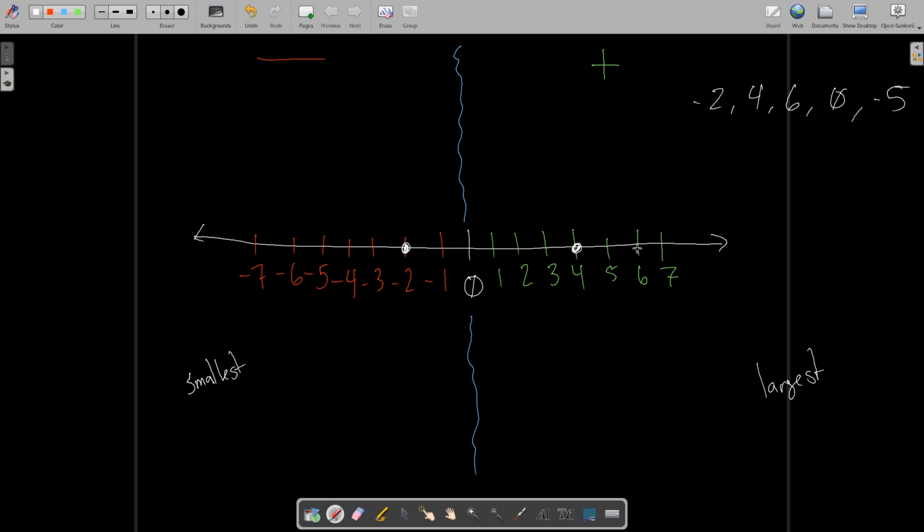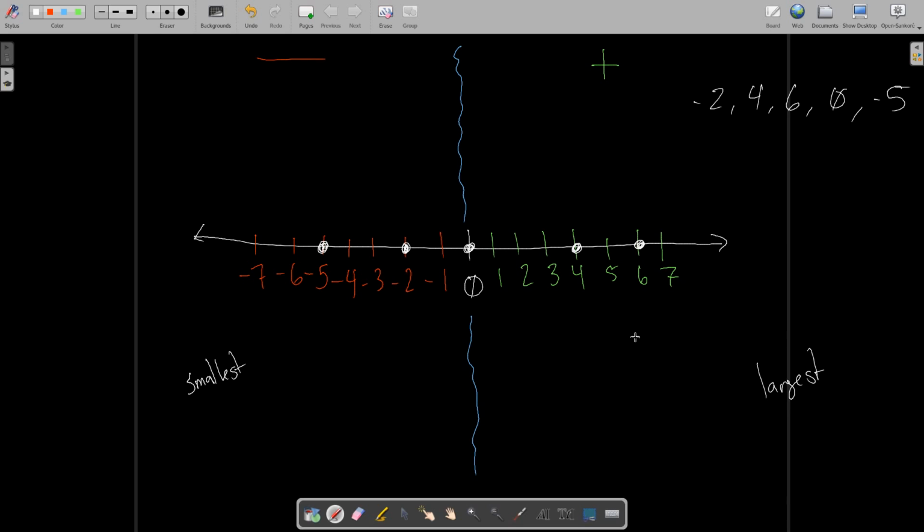I have a 6. I have a 0. And I have a -5. Okay? Now, if I wanted to say those in order from least to greatest, or smallest to biggest, I can start over here because this is the smallest side. Left is always smaller than right. So if I put these in that order, it's -5, -2, 0, 4, and 6.